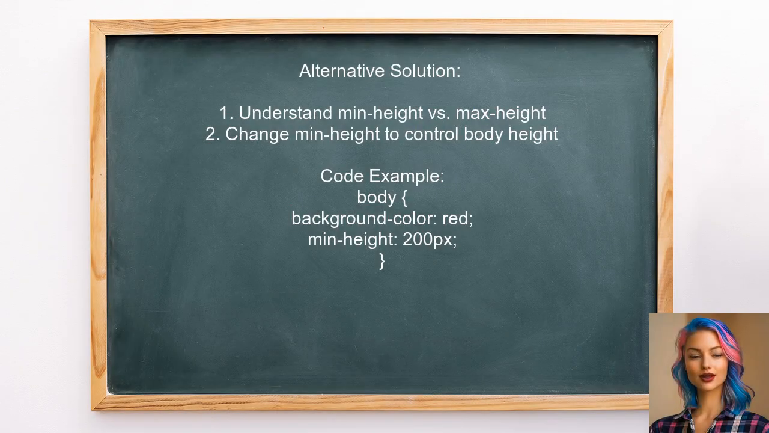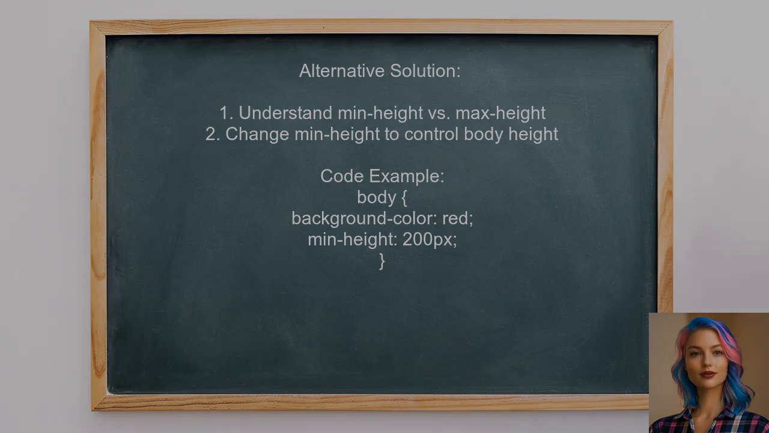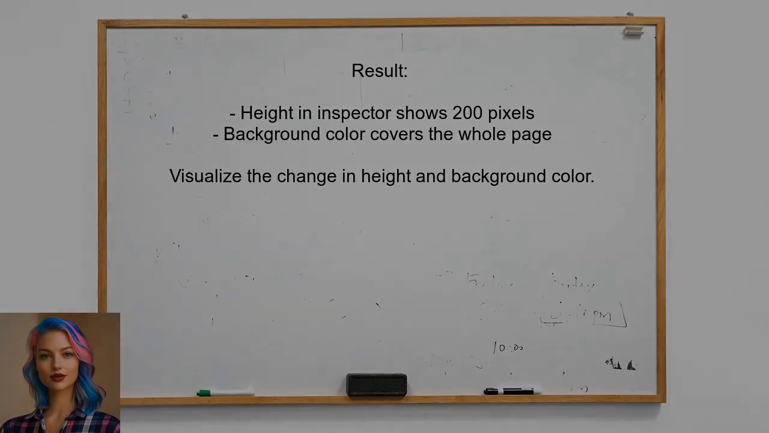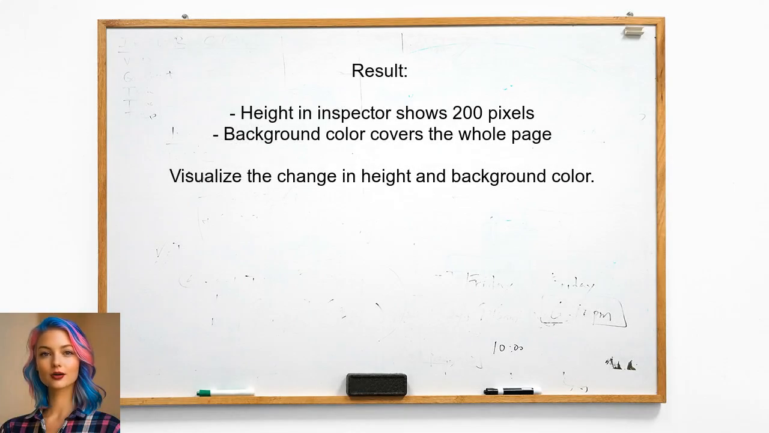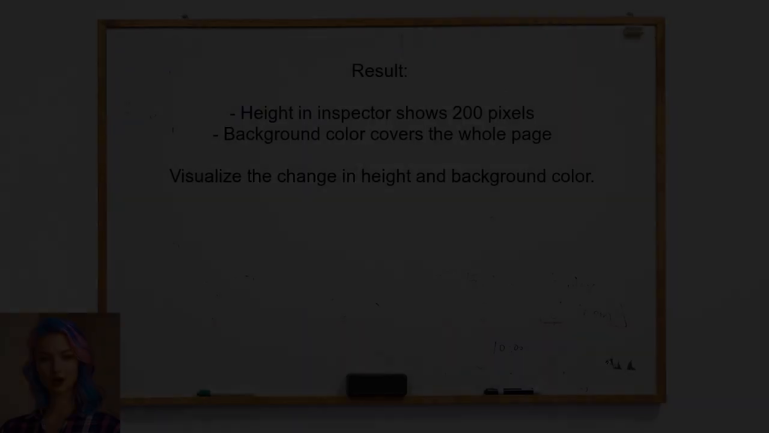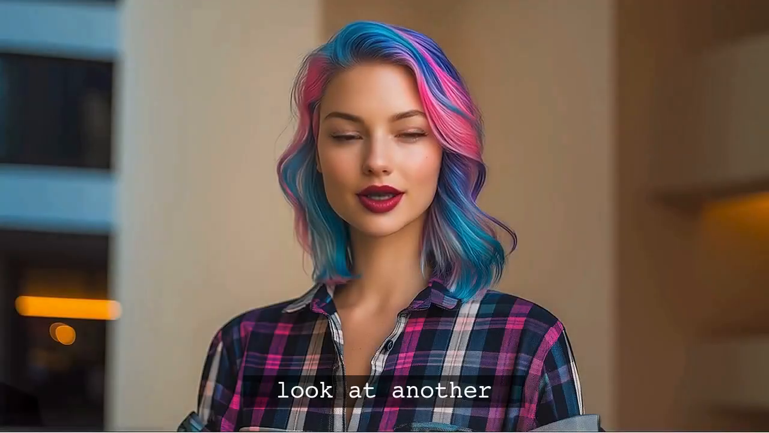This user explains that the height you see in the inspector is due to the min height property, which is determined by the height of the div containing the content. They suggest that the background color can extend to the full height of the page by changing the min height of the body. By setting a min height of 200 pixels, the user demonstrates that the background color now covers the entire page, even though the content is minimal. Let's take a look at another answer from another user.